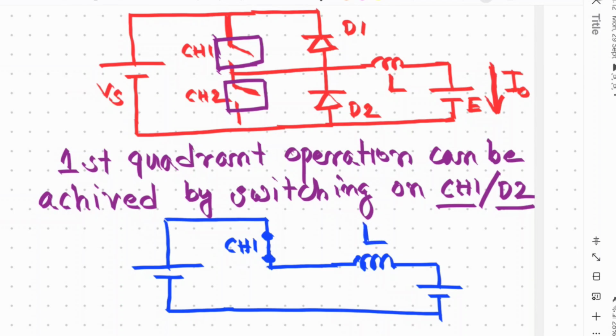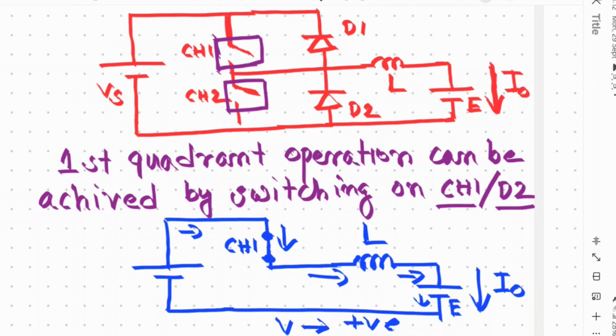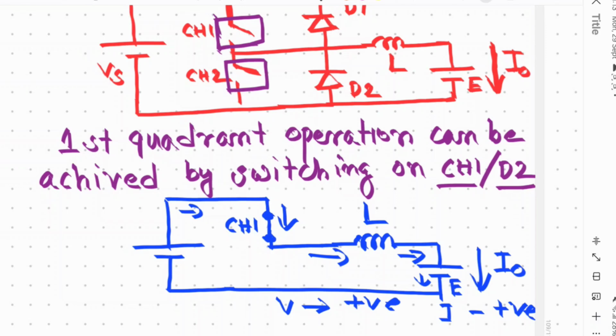Now this is the circuit when we are considering only switch 1. I0 is the direction of the current flow. So what will be the current flow now? Current will flow in this direction, which is the same direction as I0. In this condition, voltage is positive and current is also positive. The inductor will charge.